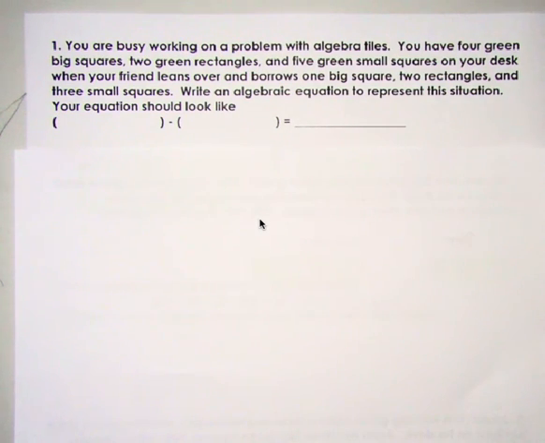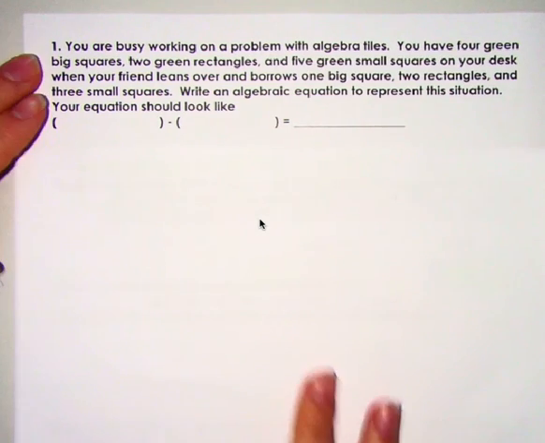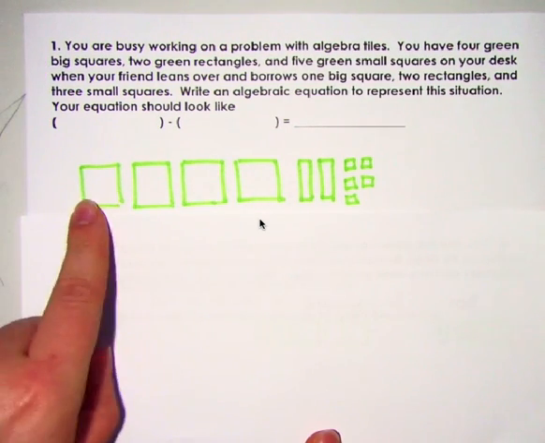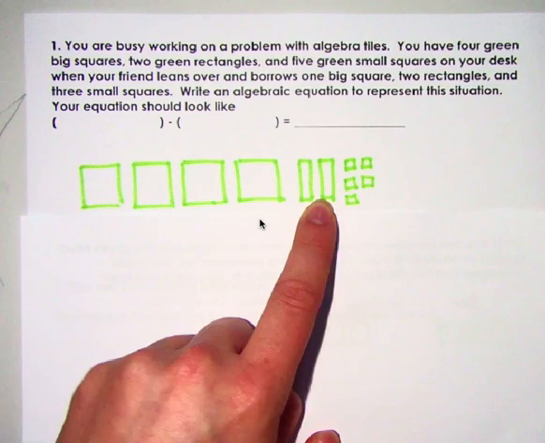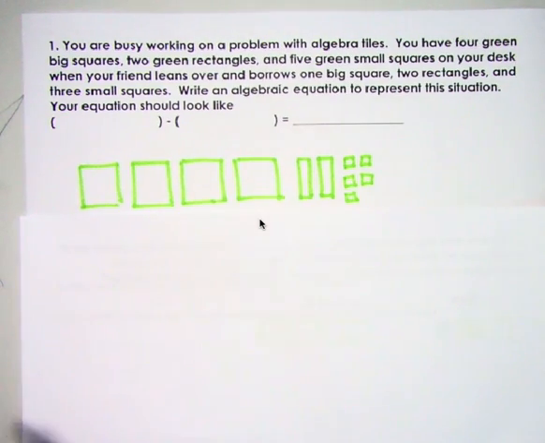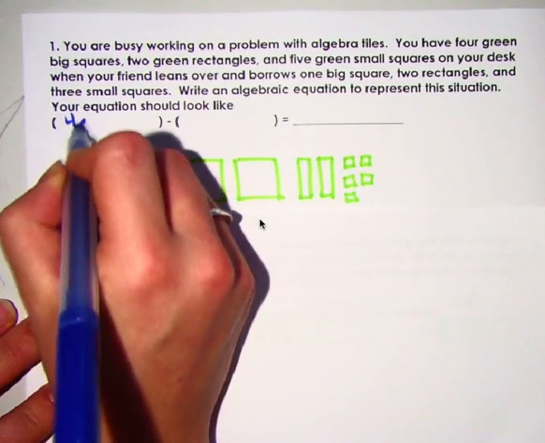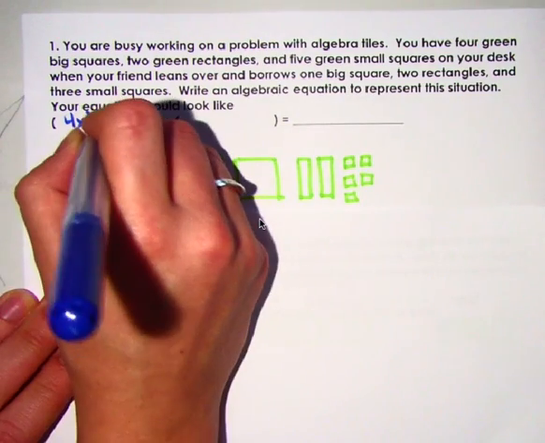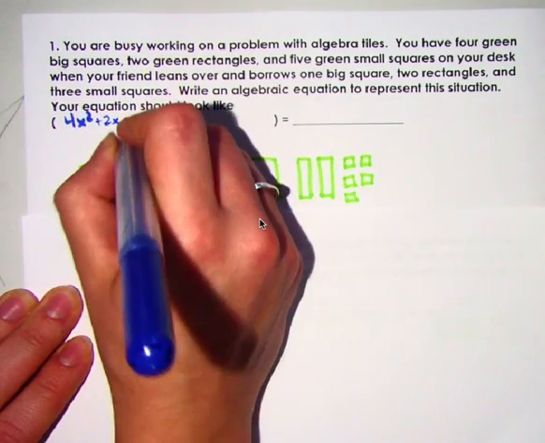This is what your equation should look like. Alright, so notice that these are all green, meaning that they are all going to be positive tiles. So we are just going to draw out the tiles. So you have 4x squares, you have 2 x's, and 5 positive 1s. When you write that, you should have 4x squared plus 2x plus 5.